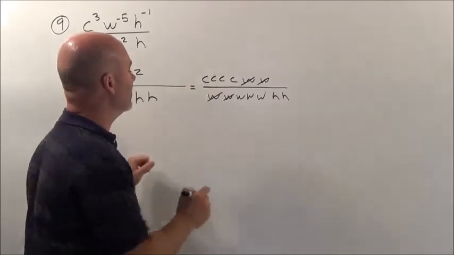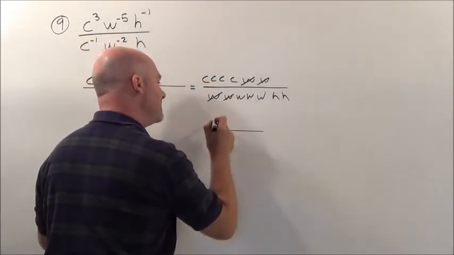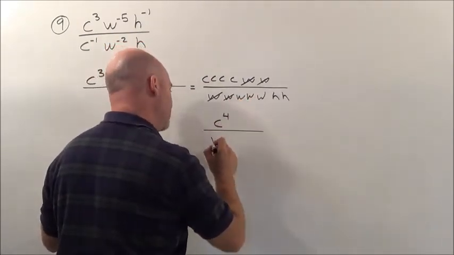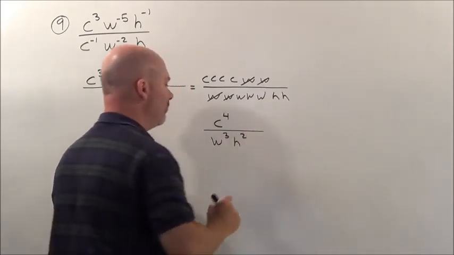So now I'm going to clean up to get my final answer. C times C times C times C is C to the fourth. W, W, W is W to the third down below. H, H, that's H squared right here.